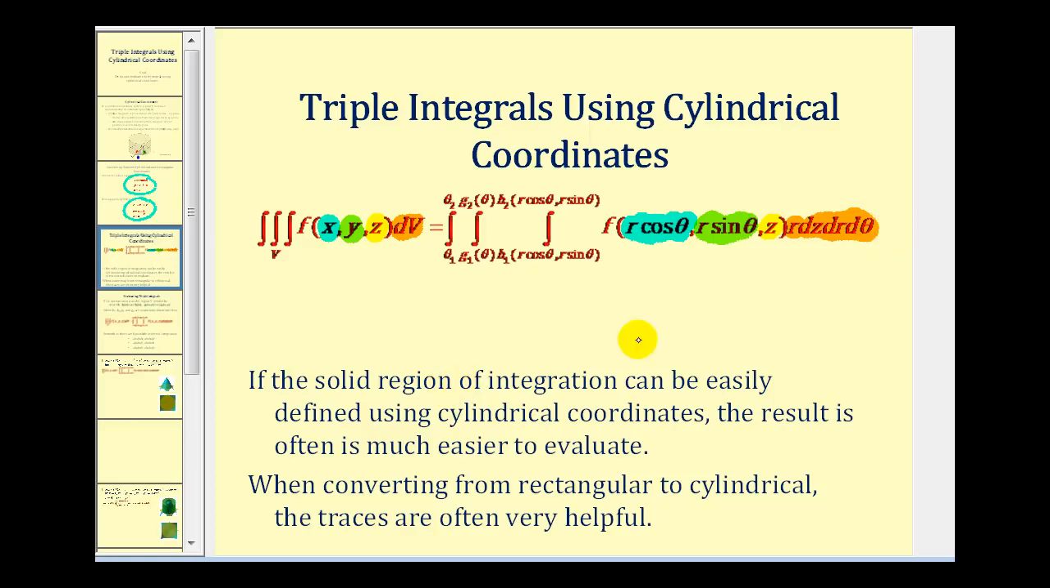So if the solid region of integration can be easily defined by using cylindrical coordinates, the result of the triple integral is often much easier to evaluate. And when converting from rectangular to cylindrical coordinates, the xy, xz, and yz traces are often helpful. Let's go and take a look at our first example.